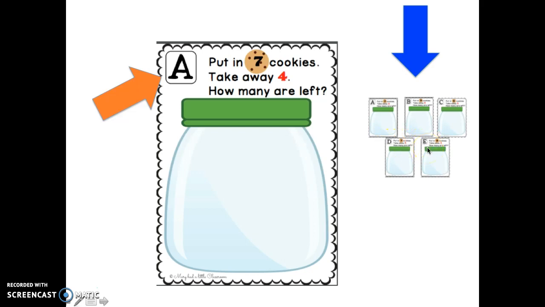That's important because I'm going to be going through the slides with you and I want to make sure you have them in order. So if you do not have them in order, I want you to pause the video right now and put them in A, B, C, D, E order. Okay, boys and girls, here we go.